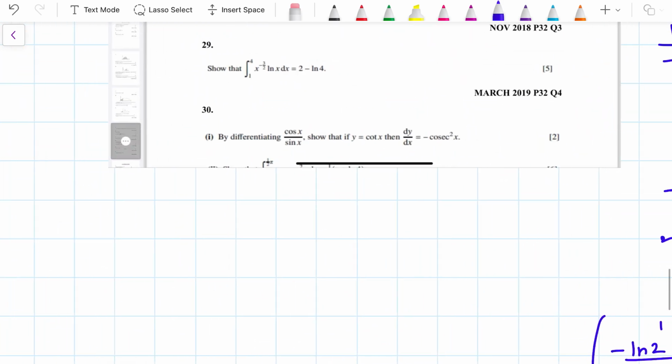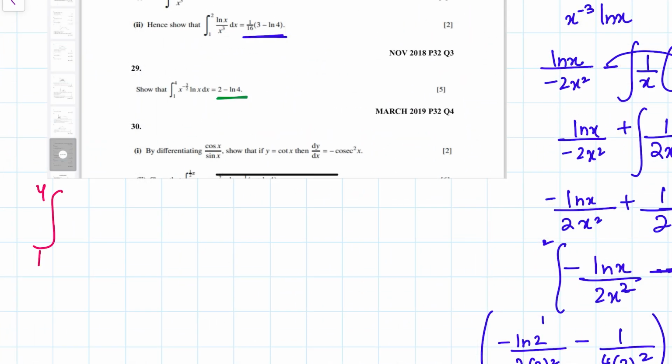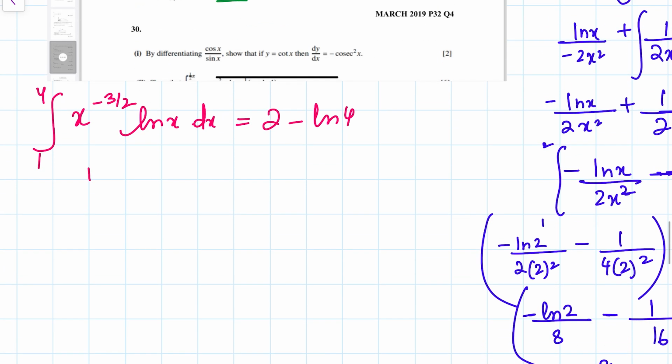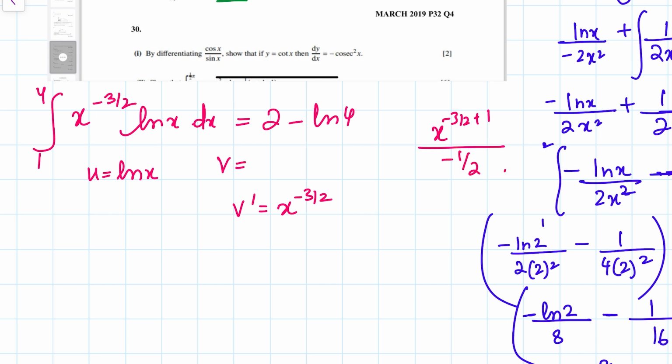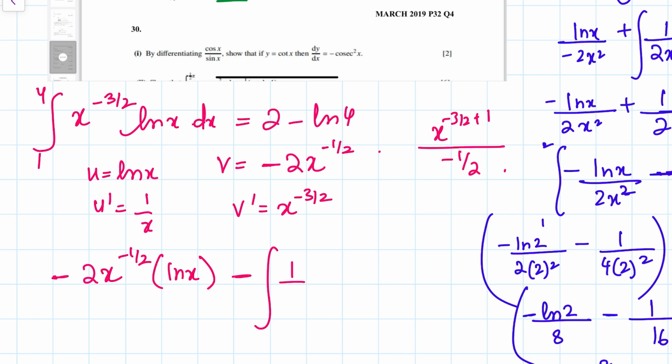Let's look at another question. So let's take this last question, 4-1, 2 minus ln 4. Now, u is ln x. v bar is x to the power minus 3 upon 2. So v will become minus 3 upon 2 plus 1 divided by minus half. So it becomes minus 2x to the power minus half. u bar will become 1 upon x. Applying the formula, minus 2x to the power minus half into ln x minus u bar v.